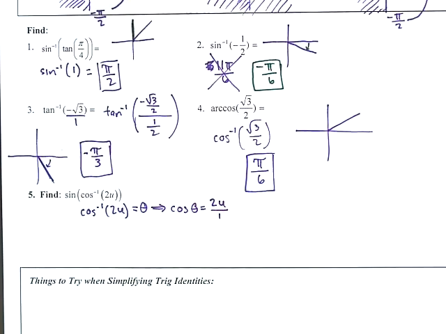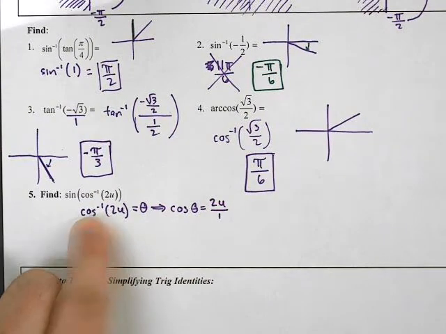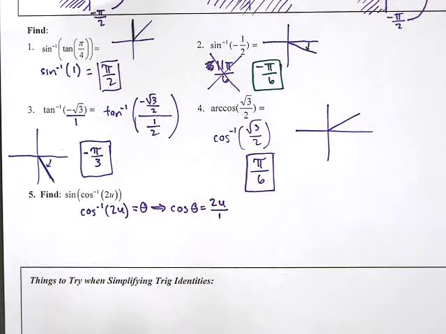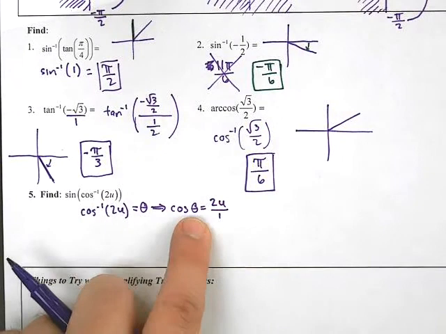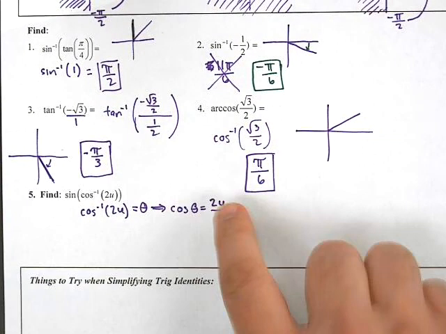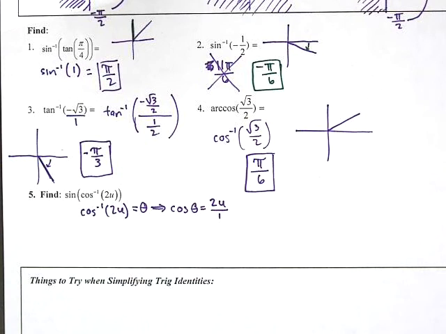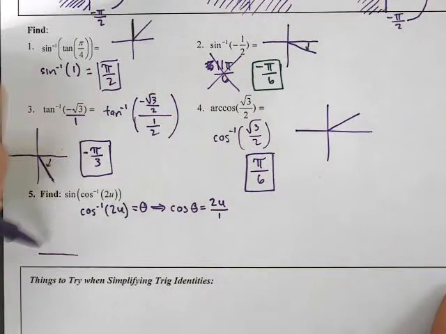All right? Hopefully that rings a bell. If you're taking the inverse cosine of a ratio, you get an angle. If you're taking the cosine of an angle, you get the ratio. All right, so now we can sketch this picture.